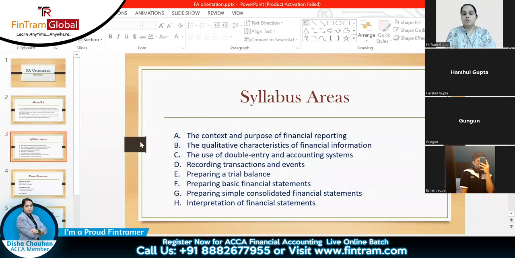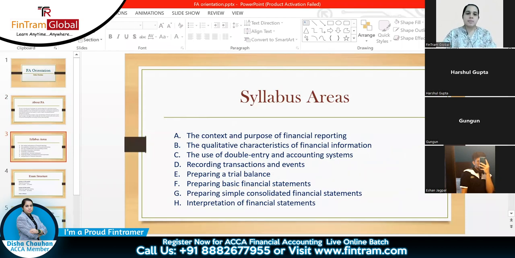So moving on to the syllabus area. These are the various syllabus areas, which of course are covered by our sessions also. So let's have a look at each one in detail. This has been taken from the official ACCA website only. The same syllabus areas we have, and these are the various things in those syllabus areas. So let's go one by one.